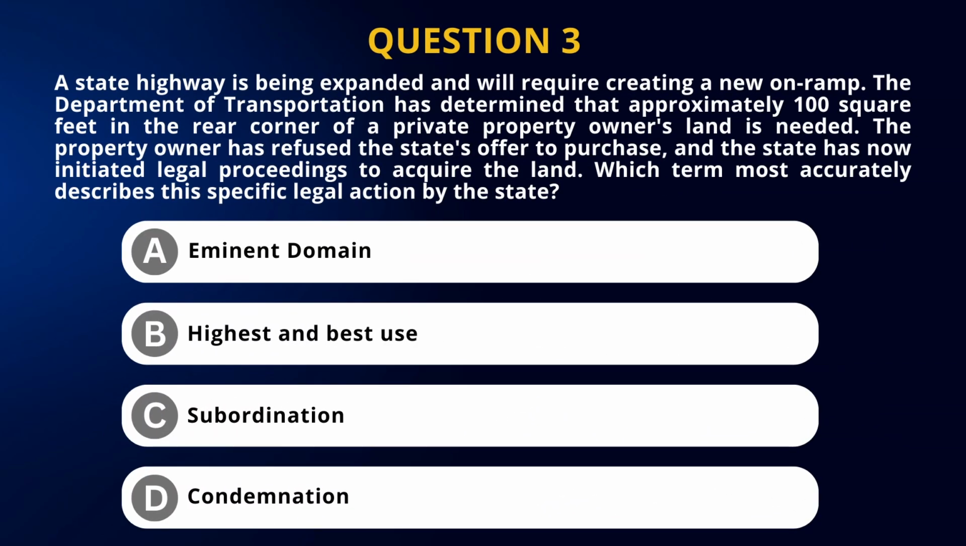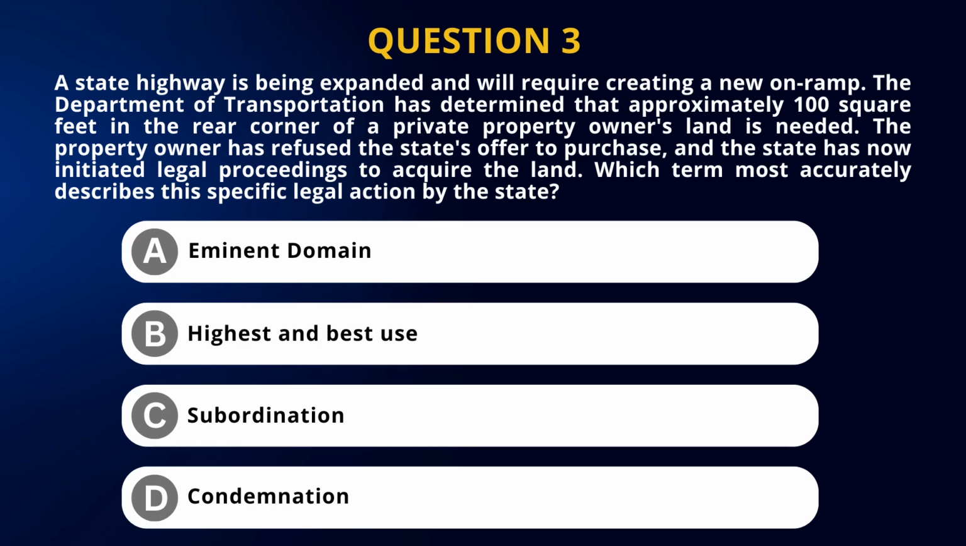Question number 3. A state highway is being expanded and will require creating a new on-ramp. The Department of Transportation has determined that approximately 100 square feet in the rear corner of a private property owner's land is needed. The property owner has refused the state's offer to purchase, and the state has now initiated legal proceedings to acquire the land. Which term most accurately describes this specific legal action by the state? Letter A, eminent domain. Letter B, highest and best use. Letter C, subordination. Letter D, condemnation.